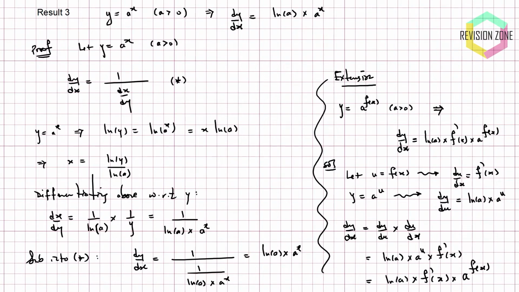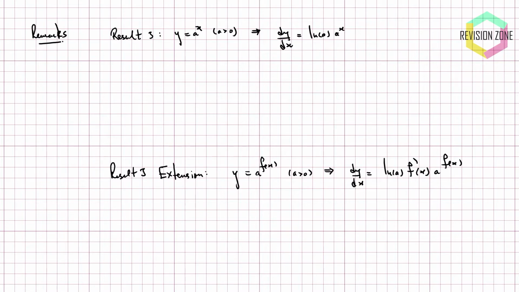It is worth making some more remarks here. I'll just make some room to be able to make those remarks. So let us try and see what happens to result 3 when we take a to be e, right? So we take a to be e, then y equals a to the x is actually y equals e to the x, and of course e is bigger than 0, so that's completely fine.